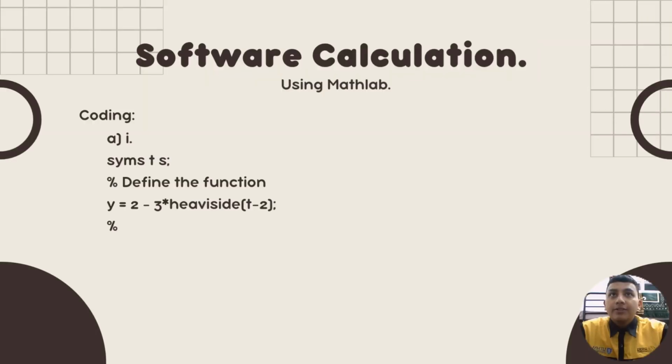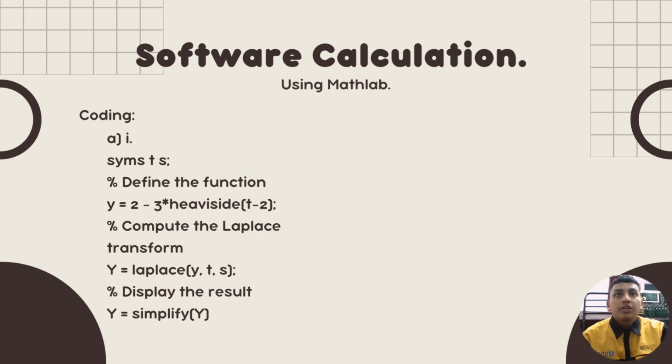Right, next part is a software calculation. In software calculation, our group is using MATLAB software. So there is the coding for every question, and I will conduct the coding for question A1. For question one, first we need to declare syms t s. Next, we define the function. So how to define the function? We put the calculation by y equal to 2 minus 3 multiplied by heaviside (t minus 2).